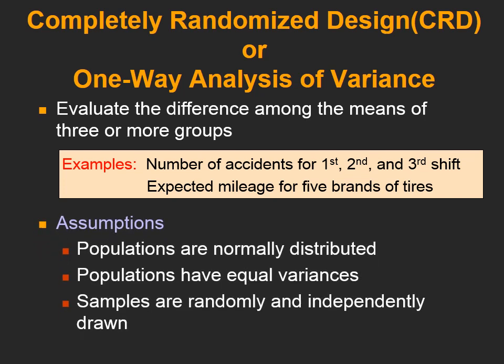So what are the assumptions? The samples collected from the population are normally distributed and they should have the same variance. And the samples are randomly collected, as well as independent.